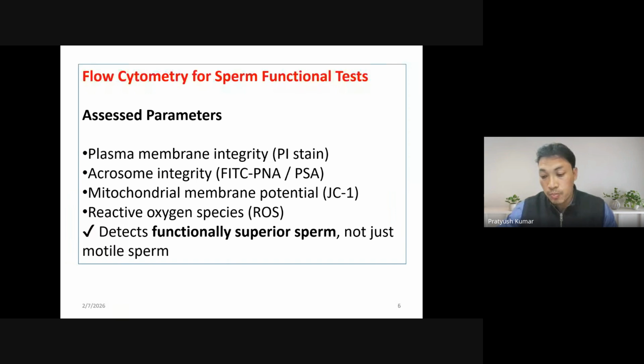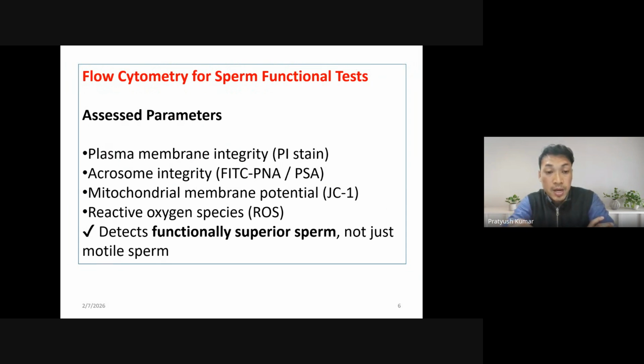So it's very important. Now another test is flow cytometry, for sperm function testing. It generally gives plasma membrane integrity. These use fluorescent stains: propidium iodide, and for acrosome integrity FITC-PNA, fluorescein isothiocyanate, and mitochondria.